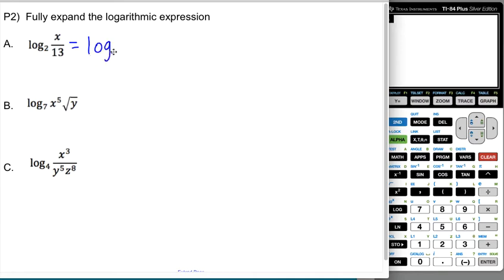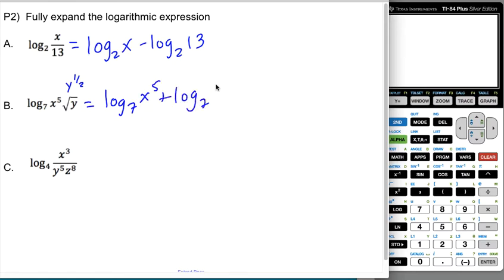This is going to be the log base 2 of x minus the log base 2 of 13. This one, if you want to just write that this is a y to the 1/2 above it, you can. This is going to be a log base 7 of x to the 5th plus a log base 7 of y to the 1/2.